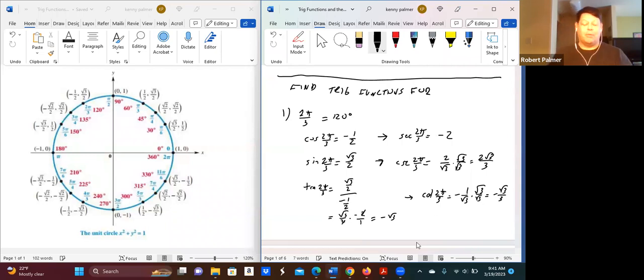And so that way, we can find all the values of the trig functions just by using the unit circle for these angles. Now, of course, not all angles will work that way. These are just selected angles. So if it's not one of these angles, if you know a point on the unit circle, you can also find the trig functions that way.